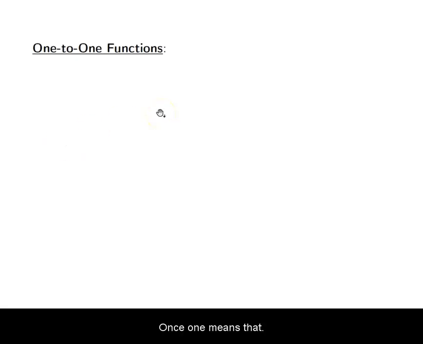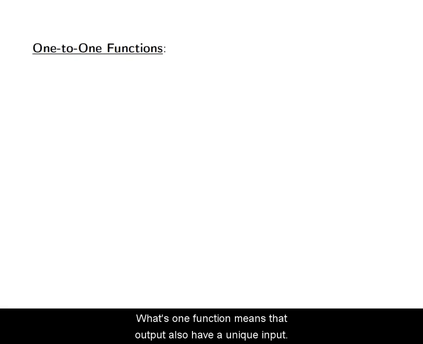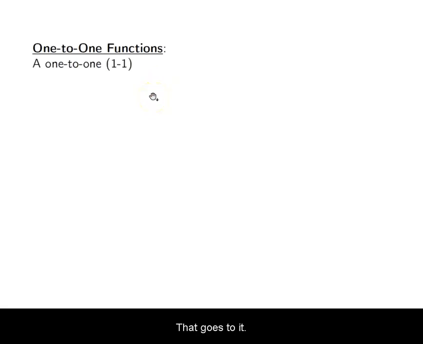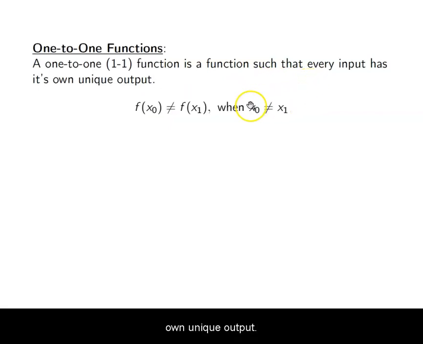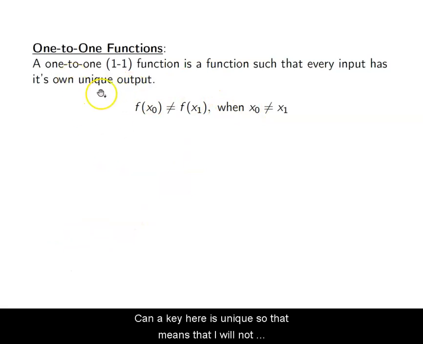One-to-one means that every output has only one input, right? So the definition of a function is that each input goes to only one output. A one-to-one function means that outputs also have a unique input that goes to it. Okay, so a one-to-one function is a function such that every input has its own unique output. And the key here is unique.